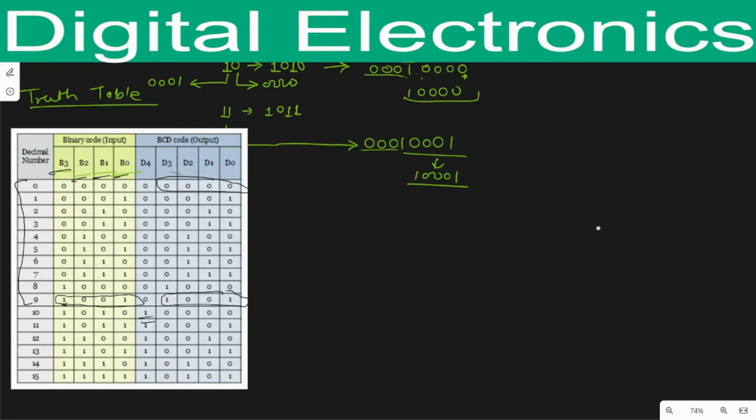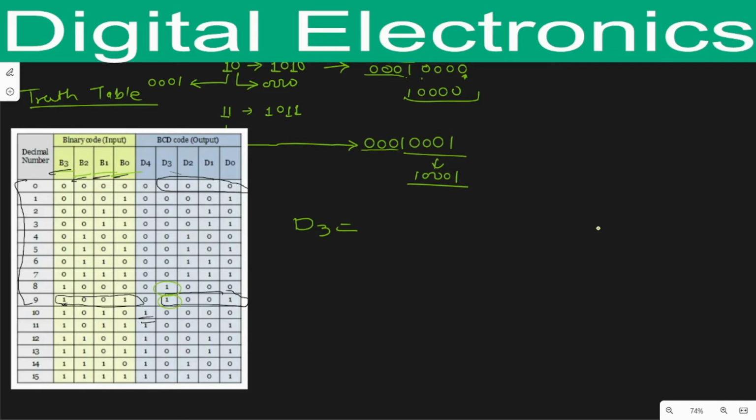Okay, suppose I want to represent the equation for D3. So what will be the equation for D3? To find out the equation, we check the D3 column and check where 1 is coming. So this one is the 1 in D3 and this one is the 1.